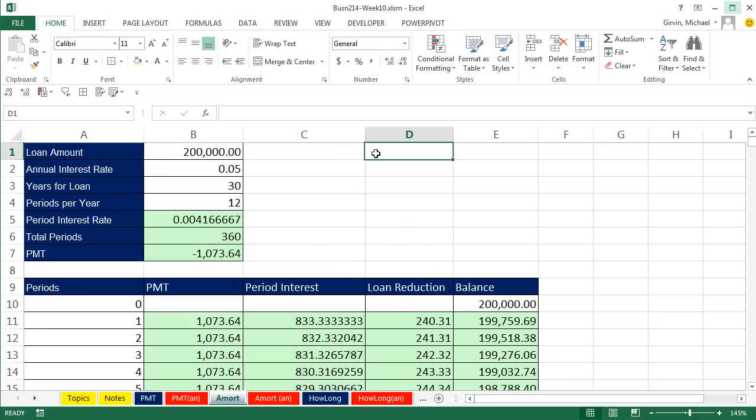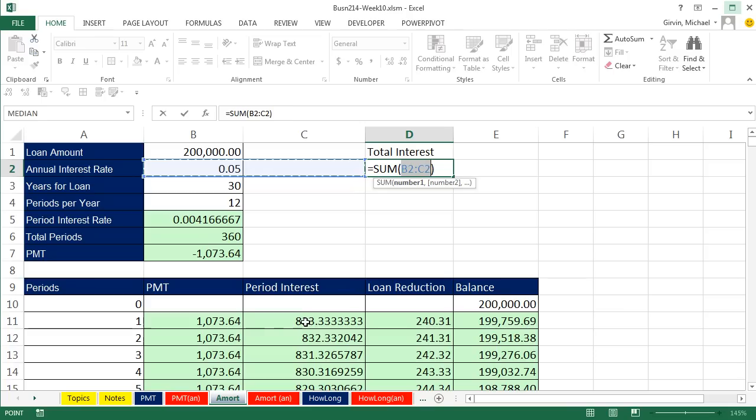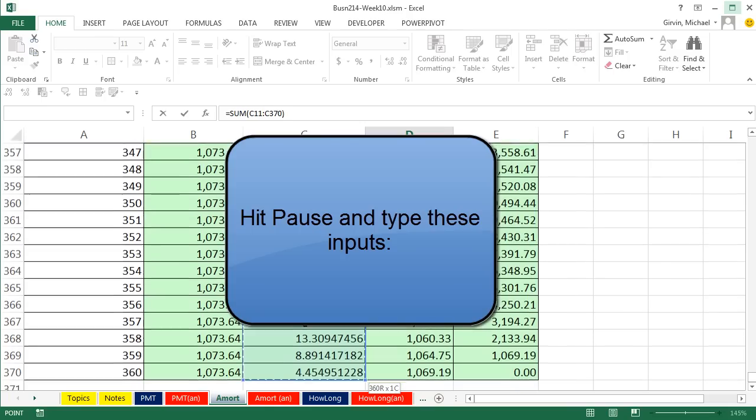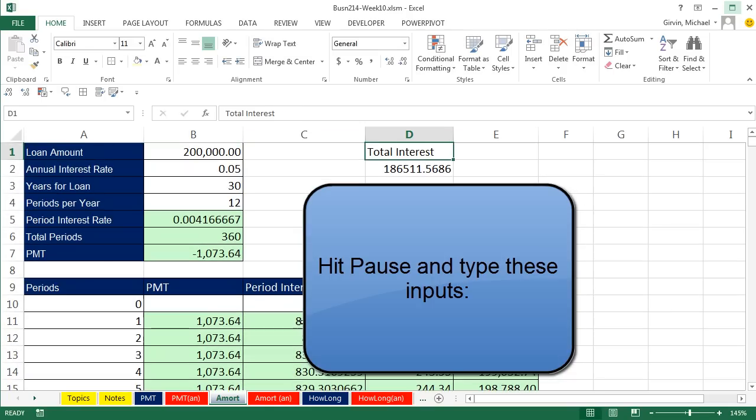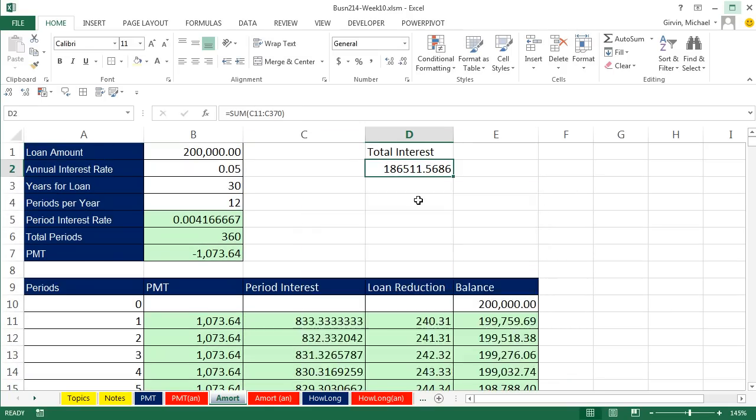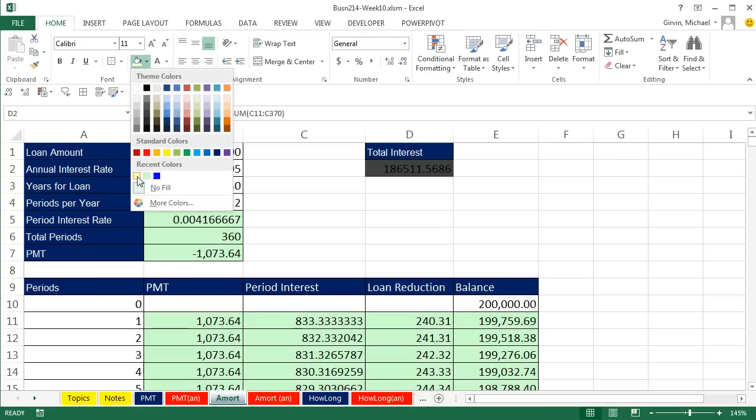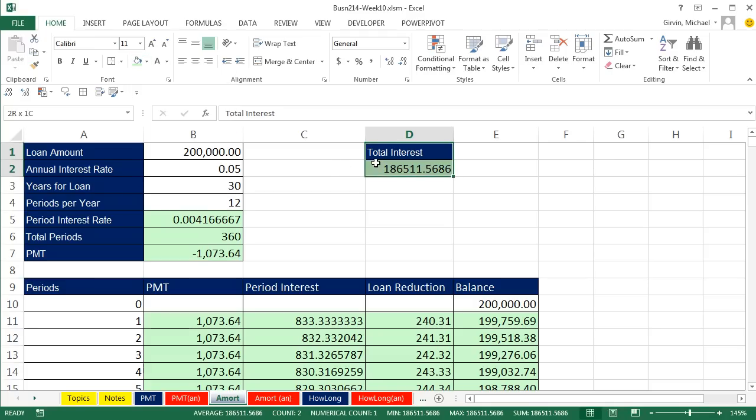Now we can calculate the total interest. And that would just be Alt equals for the sum function. Click in the first cell, Control Shift down arrow. Shift Enter to put the formula in the cell and push the cursor back up. I'm going to copy this formatting with my paintbrush. I actually could have done the paintbrush there too. That's a lot of interest.